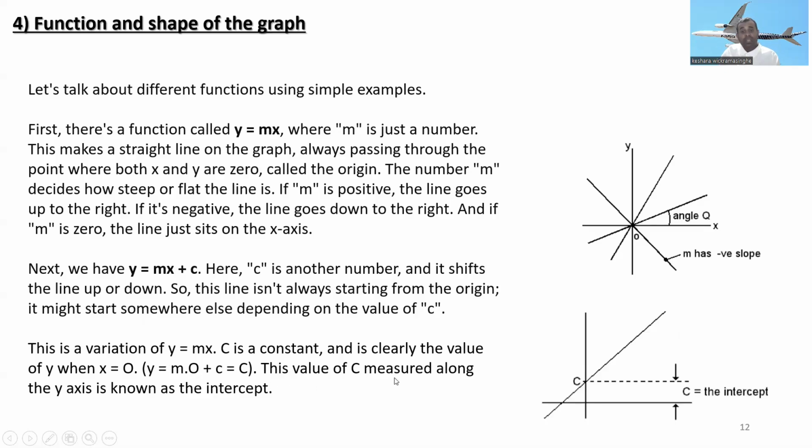This value of c, measured along the y-axis, is known as the intercept, okay? You can see this time the c intercept, okay? This one goes through the c value, okay? Just remember, y equals mx is a straight line, and y equals mx plus c is also a straight line, but its starting point will deviate up or down, all right?